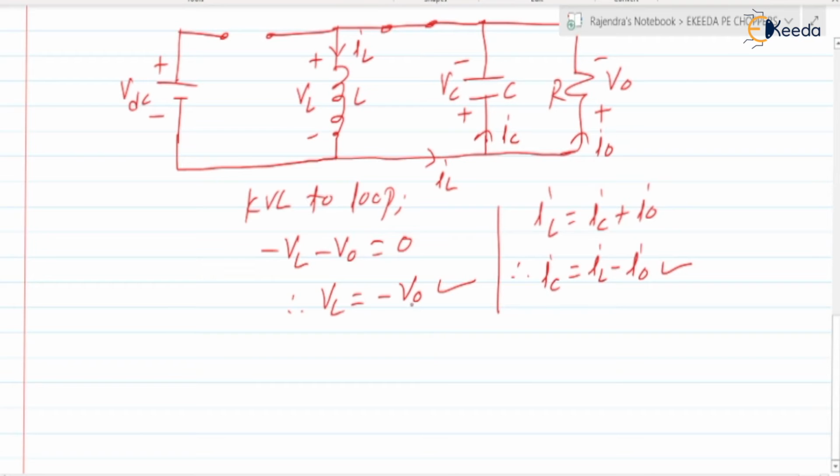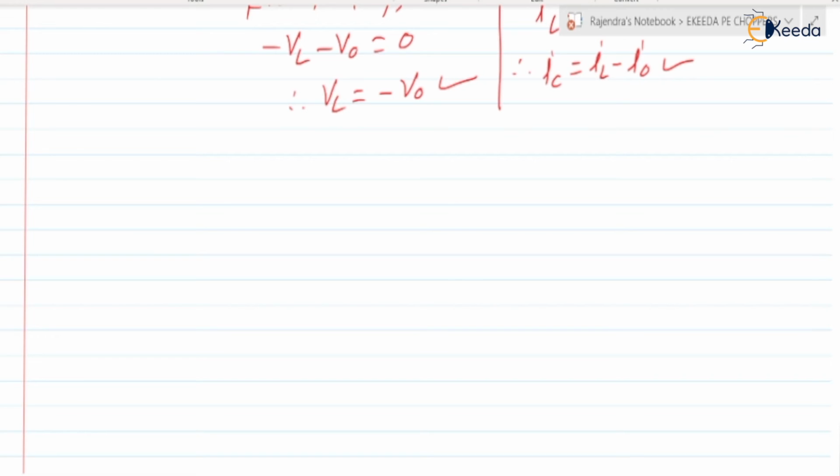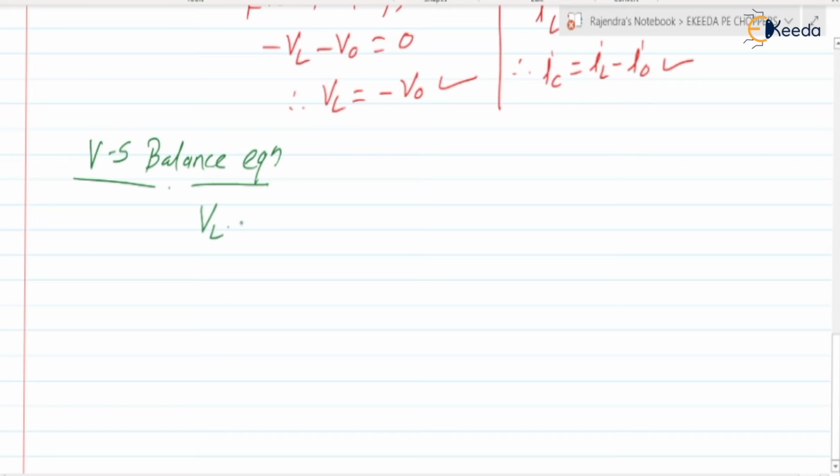Okay, so this is the circuit we are having, or these are the expressions. Next, can we write the volt-second balance equation? We can write the volt-second balance equation as VL into T on plus VL into T off, that is, the voltage across the inductor during T on plus the voltage across the inductor during T off, is equal to 0.